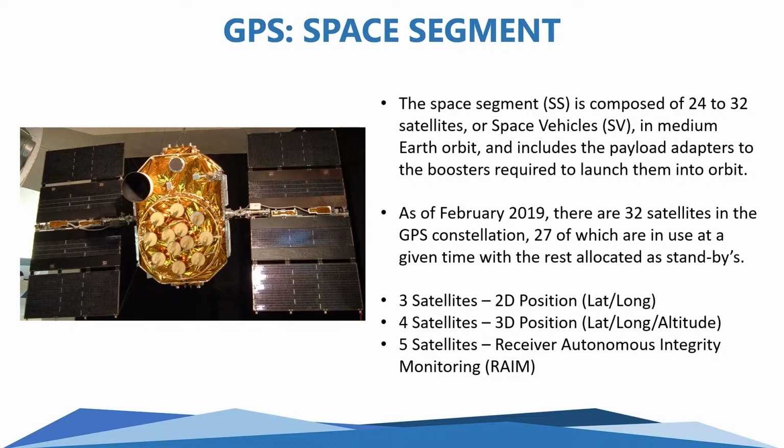In the event that the orbits decay and they get closer to Earth, they'll bring those satellites offline. They'll use the boosters to bring them up to whatever the appropriate altitude is that they should be orbiting Earth. As of 2 years ago, in 2019, there's a total of 32 satellites within the GPS constellation, and 27 of them are going to be used at any given time. The rest are allocated as standbys.